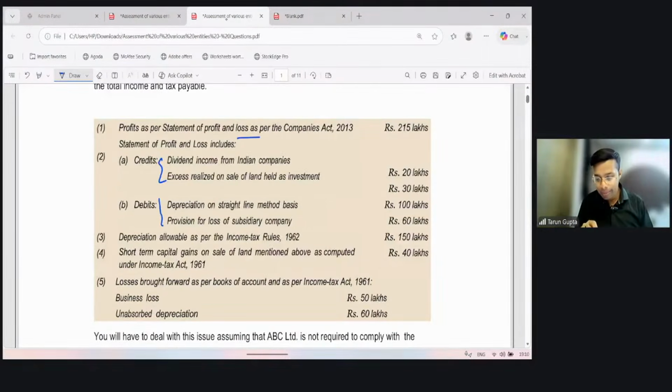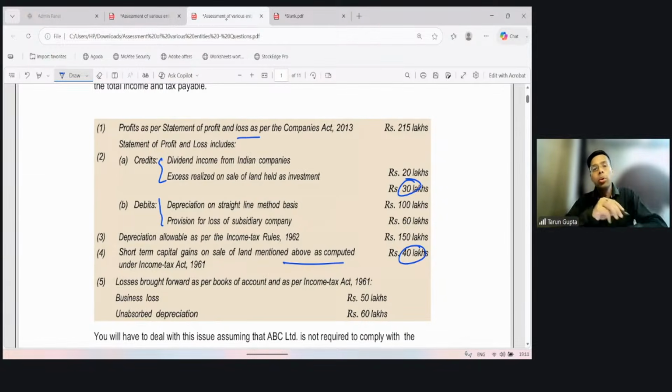Then these two items are debited in the P&L account, among others: depreciation on straight line method 100 lakh, and provision for loss of subsidiary company 60 lakh. Now it says depreciation as per the Income Tax Act is 150 lakh. The short-term capital gain on sale of land mentioned above as per the Income Tax Act is 40 lakh. There's a sale of land on which accounting profit is 30 lakh, but the short-term capital gain as per income tax is 40 lakh. Loss brought forward as per books of account and as per Income Tax Act is 50 lakh, and the amount of depreciation is 60 lakh.